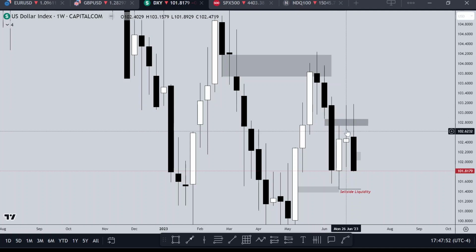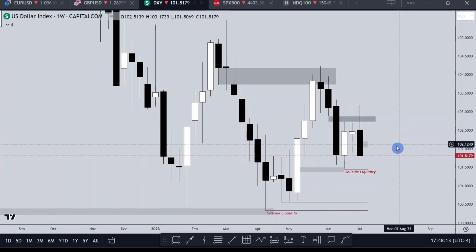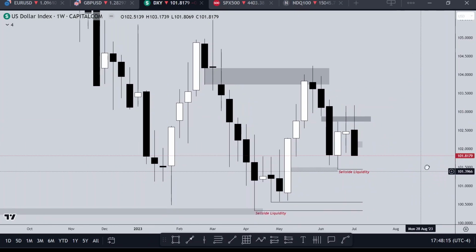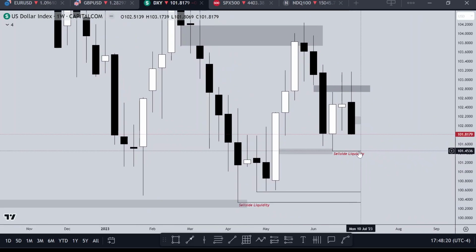Price has failed to close above that weekly fair value gap, and this last week candle shows a strong bearish momentum candle. So since bearish PDRAs are being respected on the weekly chart, my bias on the weekly for the dollar index will be bearish. If you are bearish, where possibly can price reach for? There is this sell side liquidity here, and we have these equal lows down here as well.